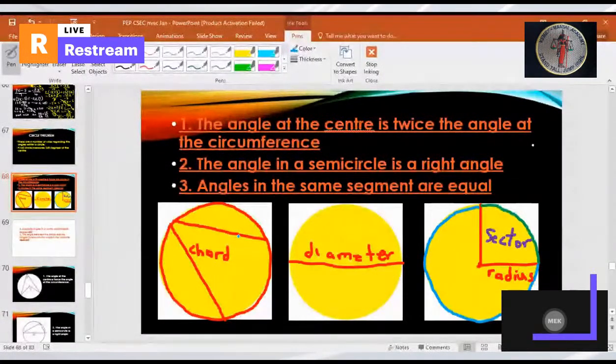Now let's go back to the chord. The chord cuts the circle into segments. So this would be a segment here. Here we'd have a minor segment, and all of down here the major segment. So this chord cuts the circle into a minor segment and a major segment. All right, now that those things are out of the way, let's go back to the circle theorems. The first theorem: the angle at the center is twice the angle at the circumference. We're going to go in depth in each of these.